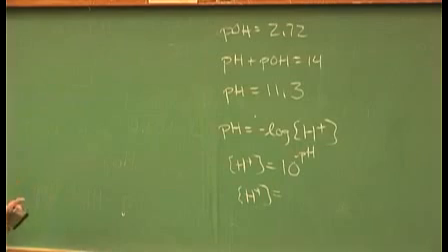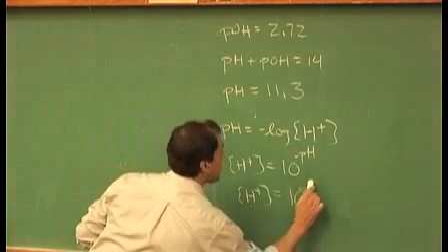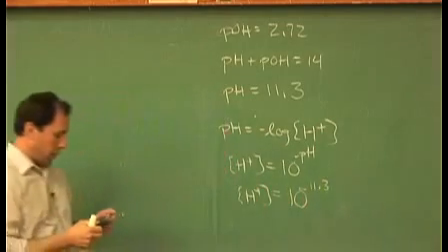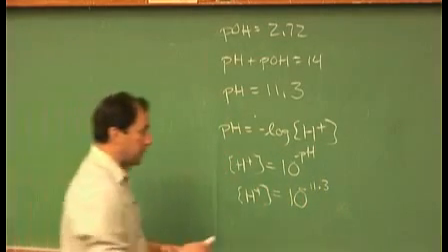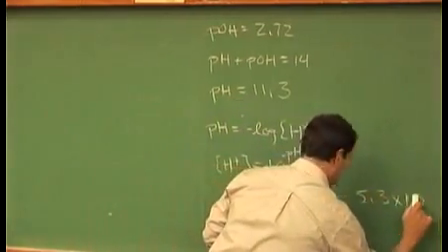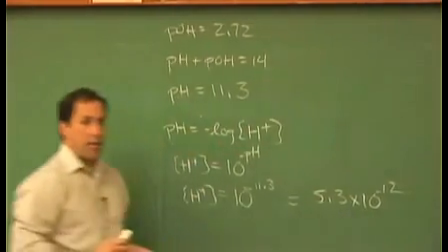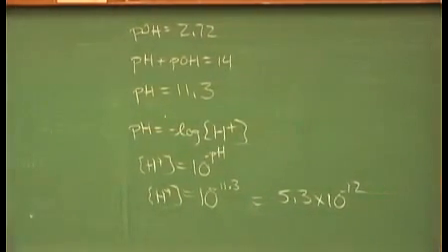So on our calculators, to calculate our very last quantity we'd like to know, proton concentration, we're going to hit the 10 to the x button to the minus pH. So this is going to be 10 to the minus 11.3. Let's see here. I calculate that to be 5.3 times 10 to the negative 12. A very low concentration of proton, which makes sense because we have a basic solution.